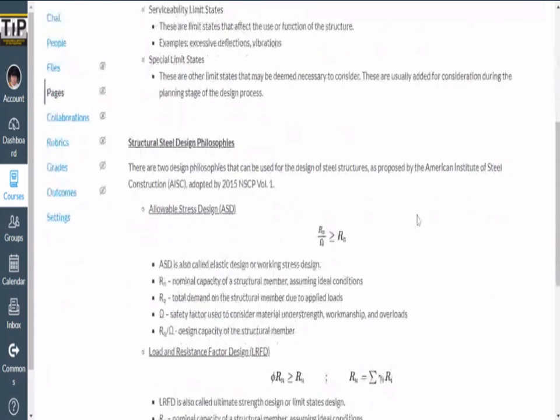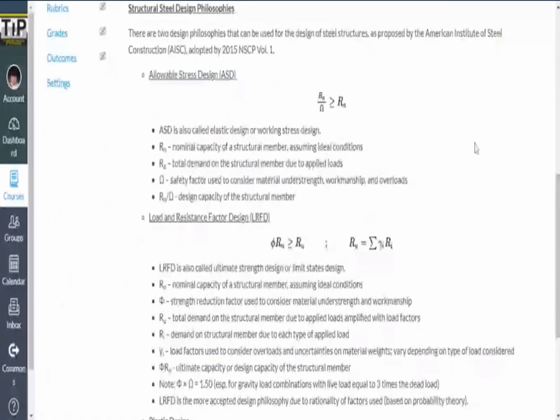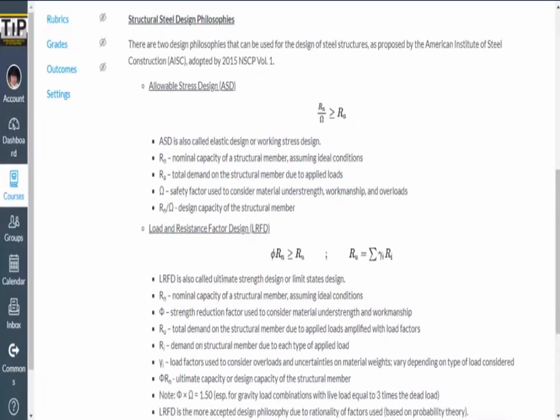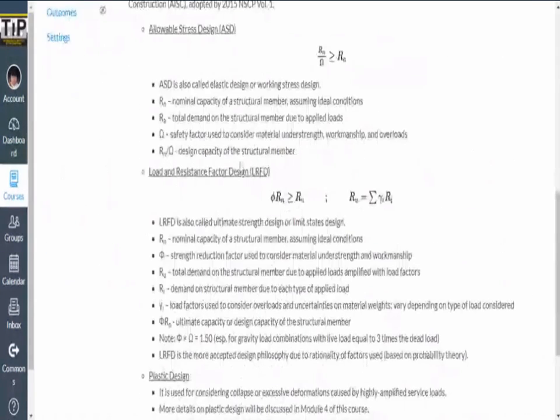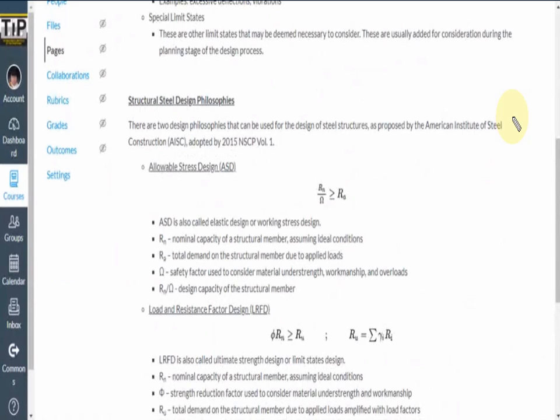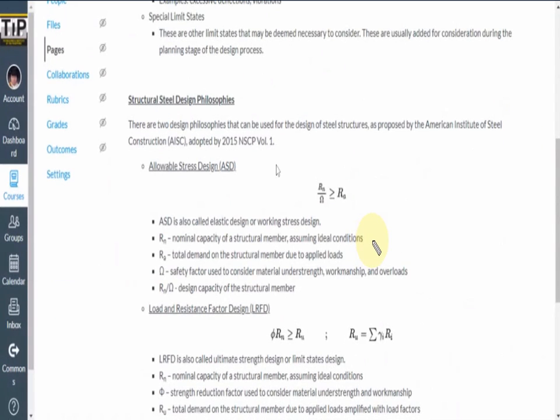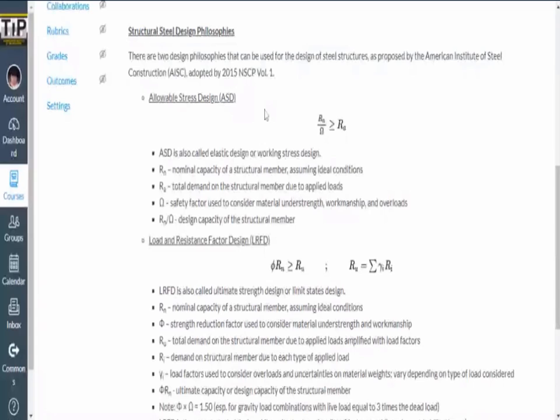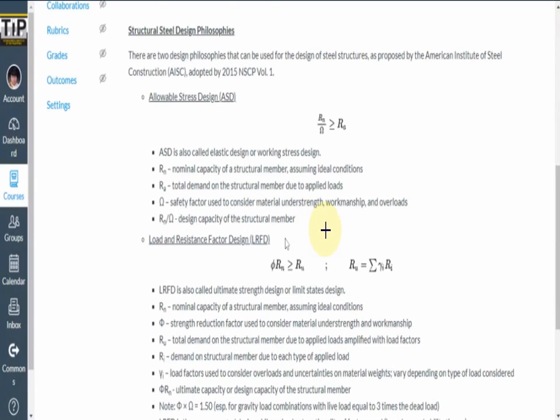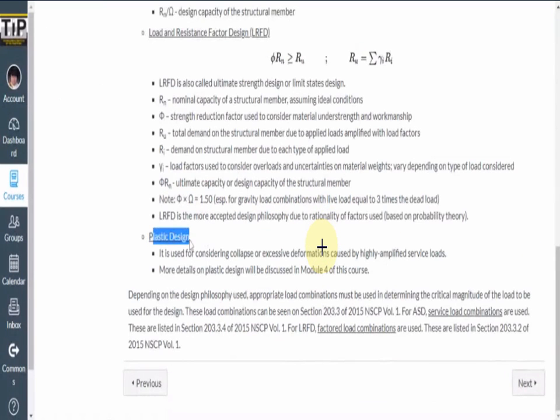So now, what are the design philosophies that we use in structural steel design? So the AISC proposes two design philosophies. Actually, there are three, but we mainly use two. Okay, so I will change this later. It is three. So, what are these three design philosophies? We have the allowable stress design, we have the load and resistance factor design, and we have the plastic design.